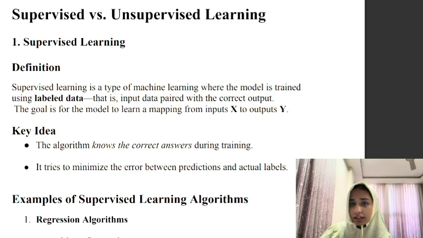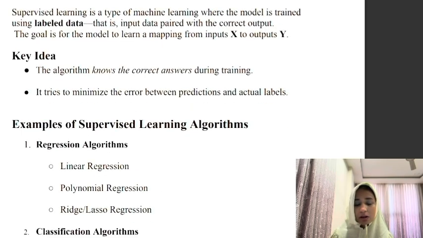What is the key idea of this learning? The algorithm knows the correct answer before training. So the input is paired with its correct output, and the algorithm knows the correct answer during training. Second, it tries to minimize the error between predictions and actual labels. So it is trying to minimize the errors.